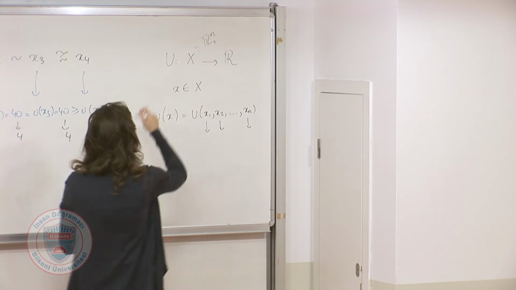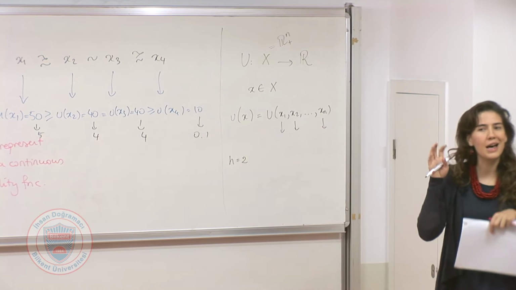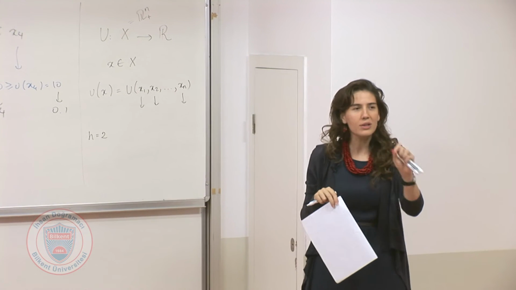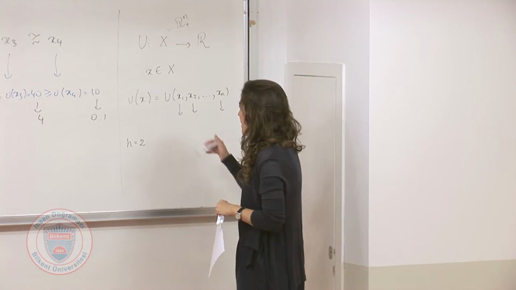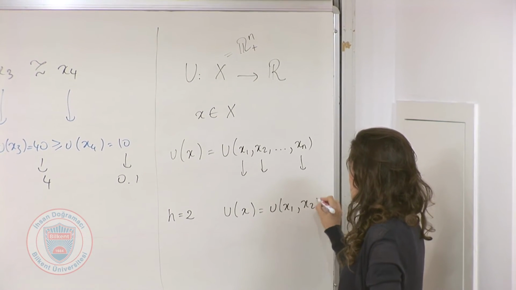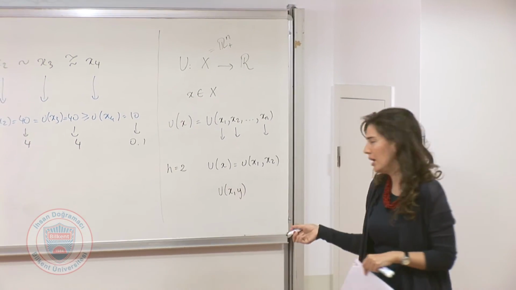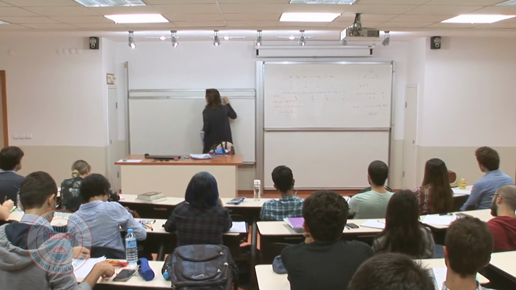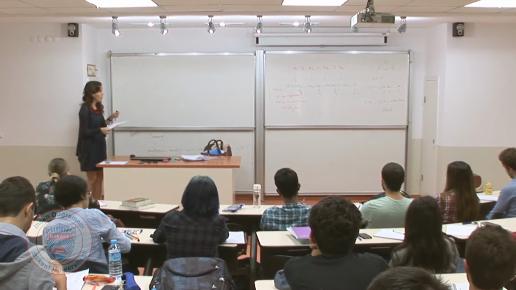Most of the time, we will be dealing with the two goods case, and you'll see that the n good extension is very immediate. Once you understand the two good case, it is very easy to extend it to the n good case, okay? So most of the time, you're going to see x1, x2, or sometimes we're going to call it good x, good y. Those would be functions of two variables, okay?